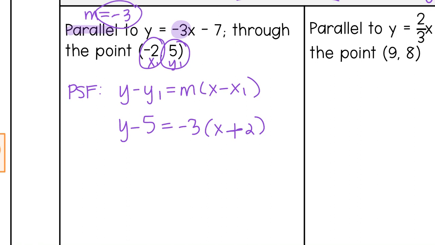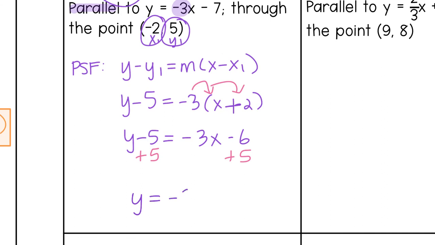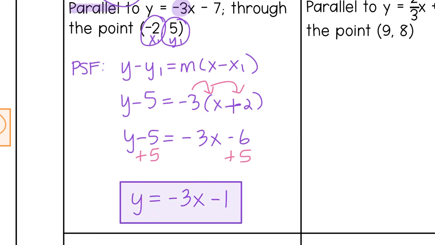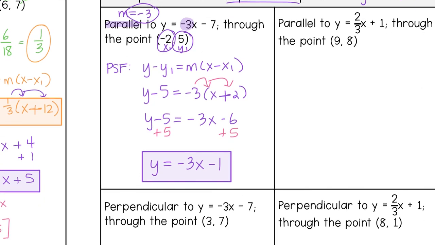Okay, but instructions said to go all the way to slope intercept form. So let's multiply that negative 3 inside. So now I have y minus 5 equals negative 3x minus 6. And now to get the 5 to move over to the other side, we're going to do opposite operation and we're going to add. So I'm left with y equals negative 3x minus 1. So that's the equation of the line that goes through the point negative 2, 5, and is parallel to that original line, negative 3x minus 7. Okay, now let's do one where it's perpendicular.